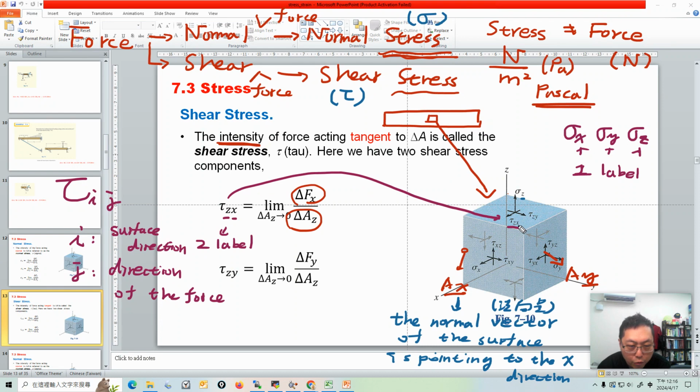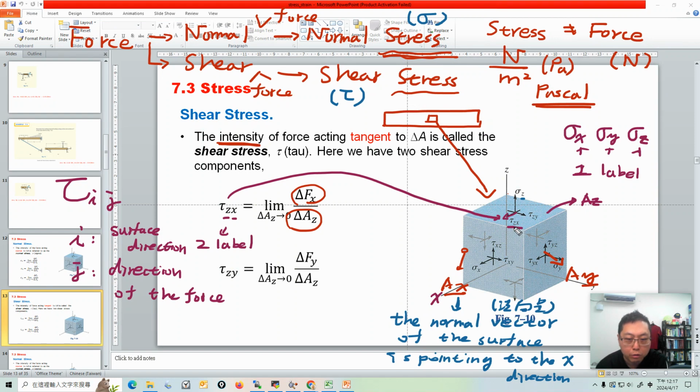So tau zx is here. You see its force points to the x direction, here is x, but its surface is here. The normal vector of the surface points to the z direction, so it's Az. So this is called tau zx.